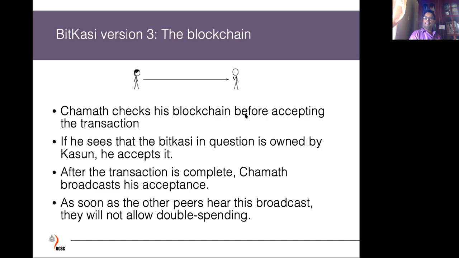Then when Nimal receives that, Nimal can check the ledger and see whether Chamath actually received 1 bitcoin from me. He can see the entry. He can also see Kasun has not duplicated this number. Plus, he can see in the ledger that from the 1 bit Kasi Chamath received, he is transferring that to me. So he will see the transaction path.